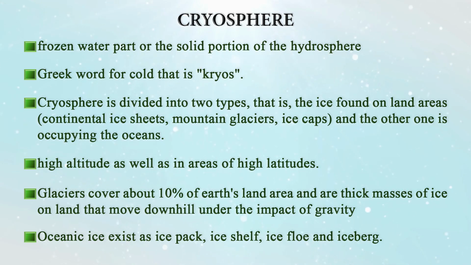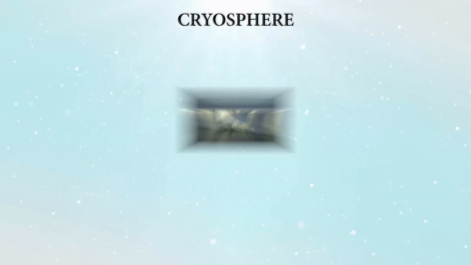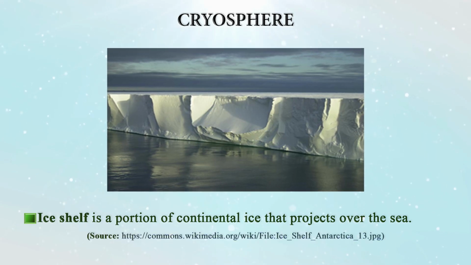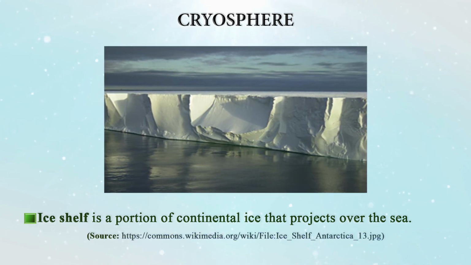Let us get familiar with these terms. Ice pack is a massive mass of ice floating on water, and it occupies mostly parts of the Arctic Sea, and due to global warming, however, their size is getting reduced these days. Similarly, ice shelf is a portion of continental ice that projects over the sea. It is also found in the polar areas like in the Antarctica, and some famous ice shelves are the Ross ice shelf and the Larsen ice shelf. These ice shelves have also reported shrinkage in their size just because of global warming.